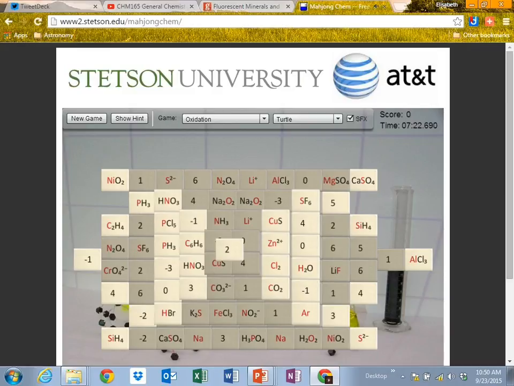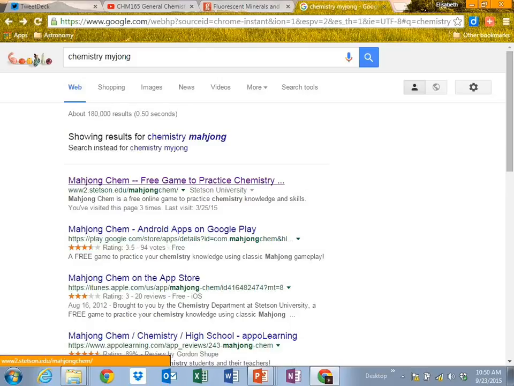There. It'll look like this, actually. Okay, I got this from Googling Mahjong and chemistry, and it's called Stetson. So actually notice that I've got it on my iPad, so the same game I'm going to show you, this is on the PC, but it's also on the iPad and the Windows and such.